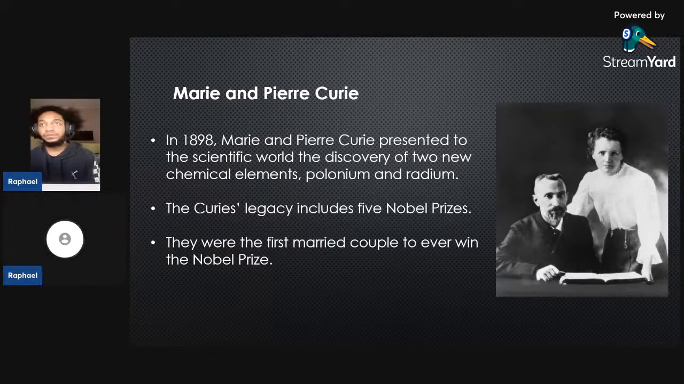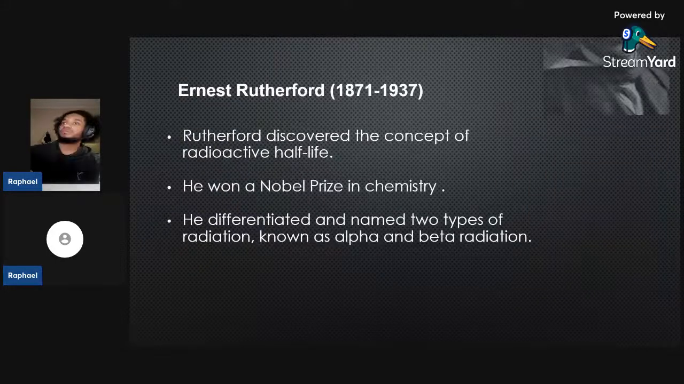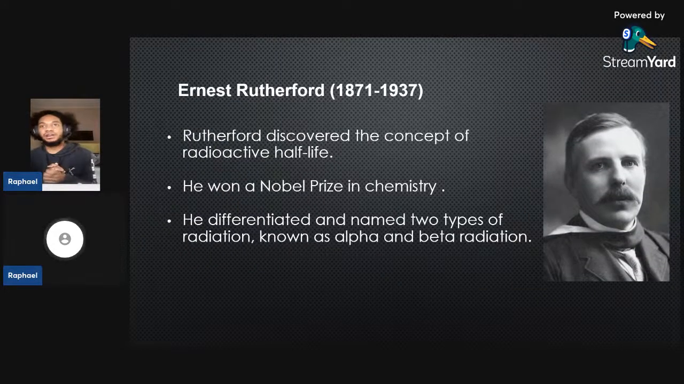Together with Becquerel, the Curies studied a uranium ore called pitchblende. From this, they were able to isolate two elements, polonium and radium, about 400 and 900 times respectively more radioactive than uranium, in 1898. The next scientist we are going to see is Ernest Rutherford. He took a revolutionary step by proposing a nuclear atomic model.